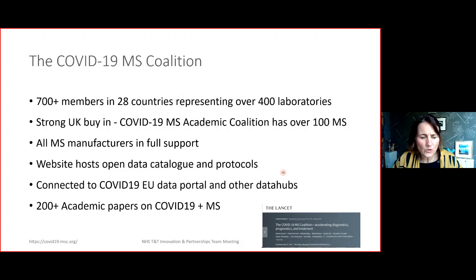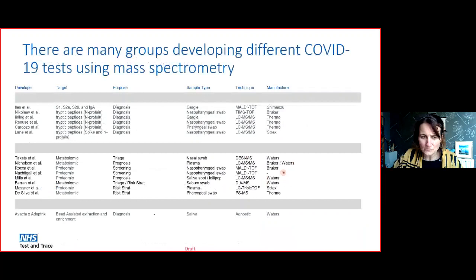And actually, in that letter, we resisted talking very much about the use of mass spectrometry for diagnostic capabilities, partly because it had been so seemingly well covered by RT-PCR, but of course that's not the full picture, as many of you will know. So there are many groups who have also considered the use of mass spectrometry for COVID-19 diagnostics, and I name some of them here.